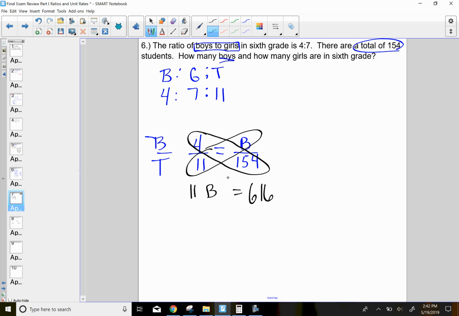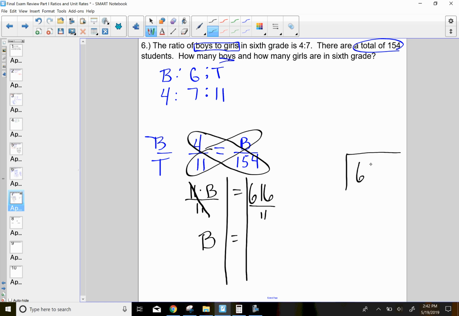Now I have an equation set up, so I can put my little goalpost in here, and I can get rid of the times 11 by dividing this side by 11 to get 1B, and dividing this side by 11. So B will equal 616 divided by 11. So practice that long division. That was a big skill we learned in 6th grade.